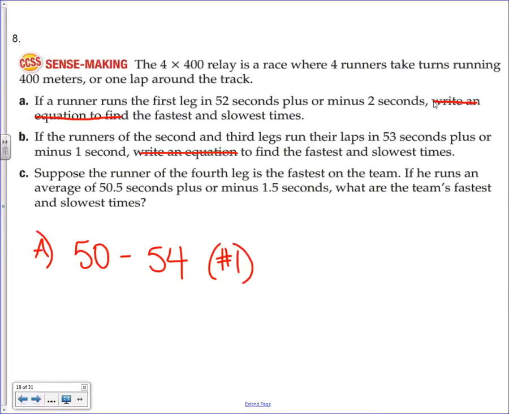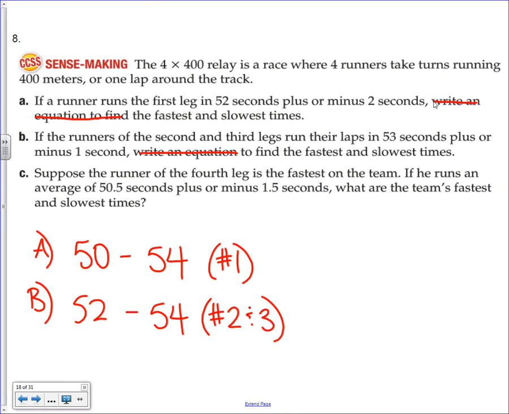Part B. Runners 2 and 3 run their laps in 53 seconds, but now this is plus or minus 1 second. So their fastest time means it'd be 1 second less, and their slowest time would be 1 second more. So that would be that. And this is runners numbers 2 and 3.